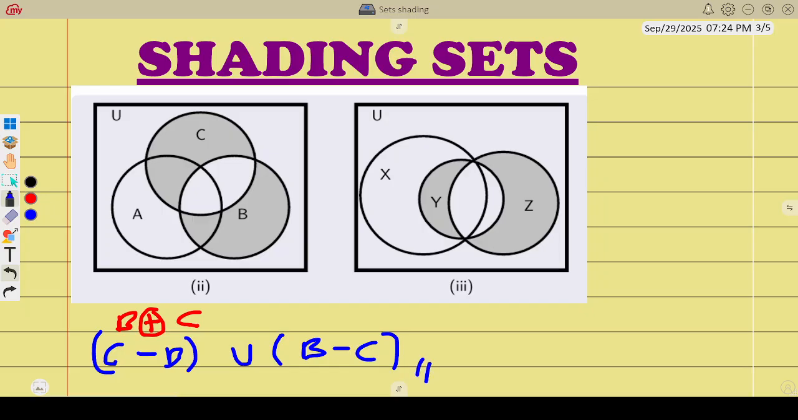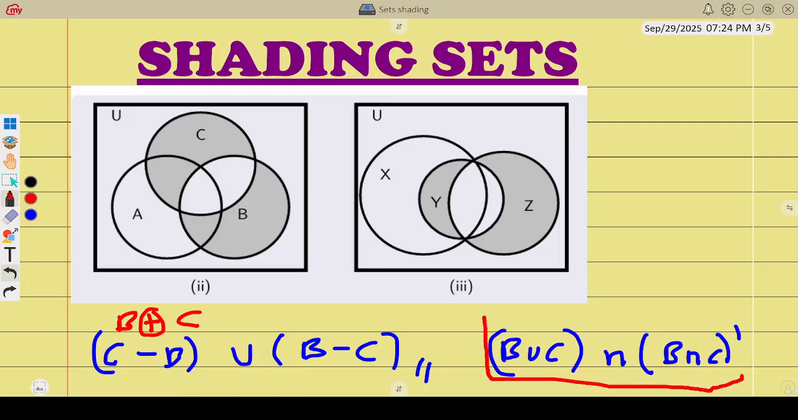And then the other one, which is very long, where we say everything in B union C, when you shade everything in B union C, and then you intersect with B intersection C complement, this is the shading. So this is quite technical. It may take time for you to understand, but just practice more and more.